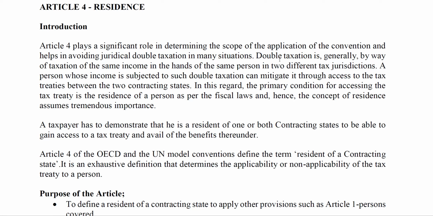So residence is dealt with under Article 4 of the DTAs, and it plays a significant role in determining the scope, that is the coverage of the application of the DTAs, and helps in avoiding juridical double taxation in many situations, because you need to be a resident of either state to actually enjoy these benefits.